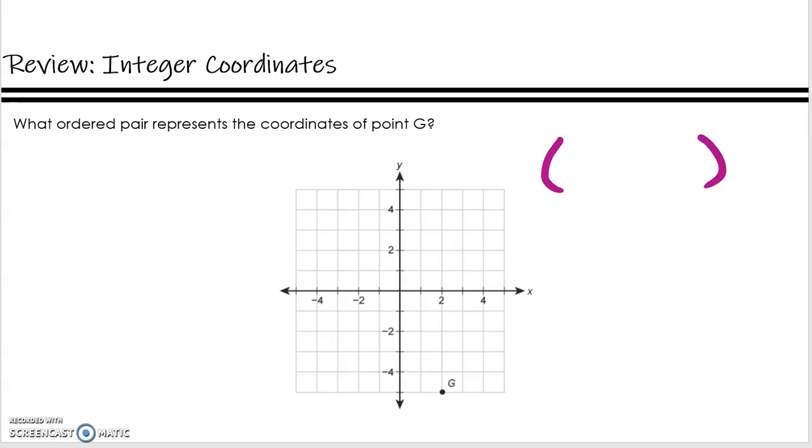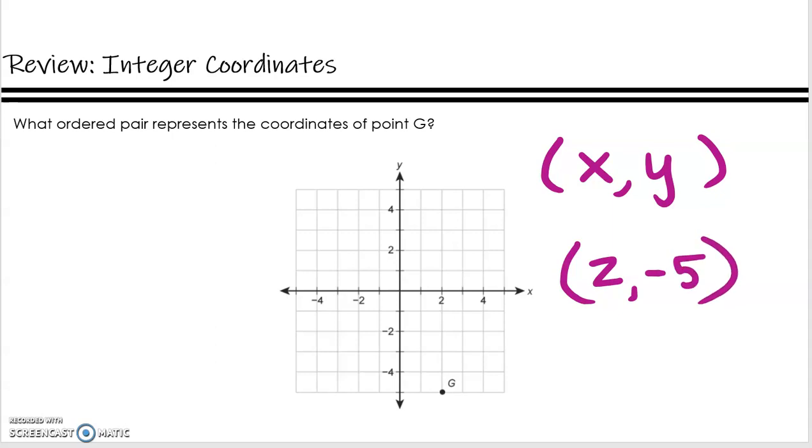So remember that in your ordered pairs, the first is X, the second is Y. Going left or right determines whether X is positive or negative, and going up or down determines whether Y is positive or negative. So from the origin to get to G, I have to go right or left first. I'm going to go right 2 spaces. Therefore, my X value is positive 2. And then I go down 1, 2, 3, 4, 5. Therefore, my Y value is negative 5. So G is located at positive 2, negative 5.